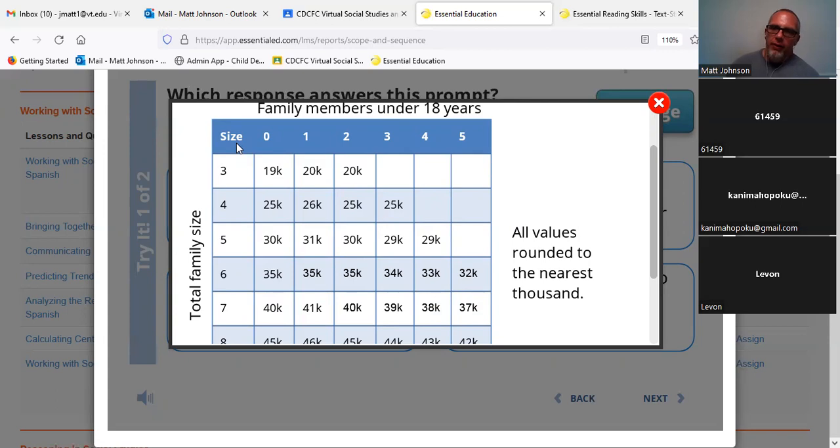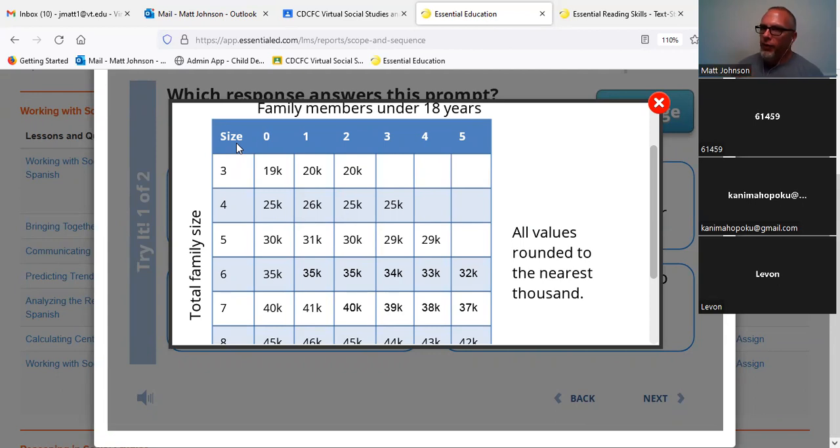One family member under 18, $20,000. 2 members under 18, $20,000. So if you had, say, a single parent with children that were grade school age or just under 18, right? So you have a single parent, 2 children in the household, $20,000. Here's where it starts getting weird, and I can't figure out why this is.